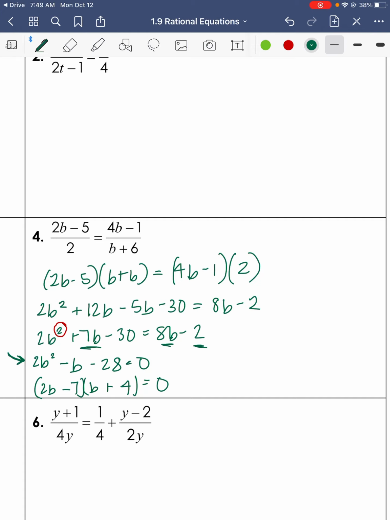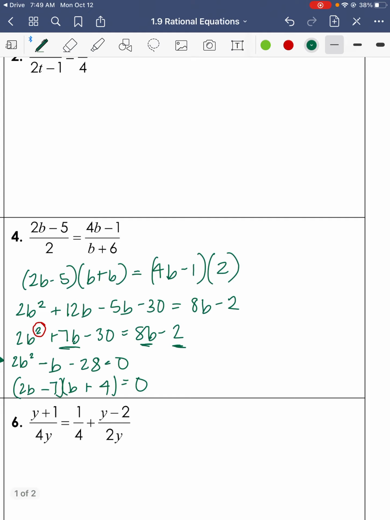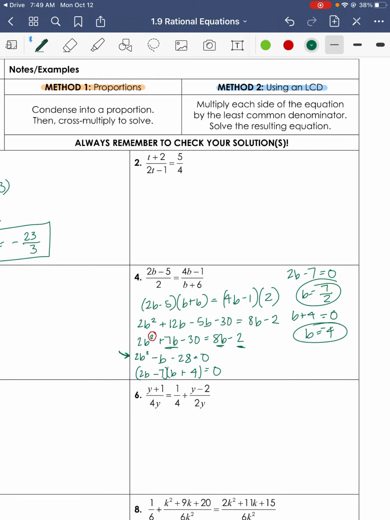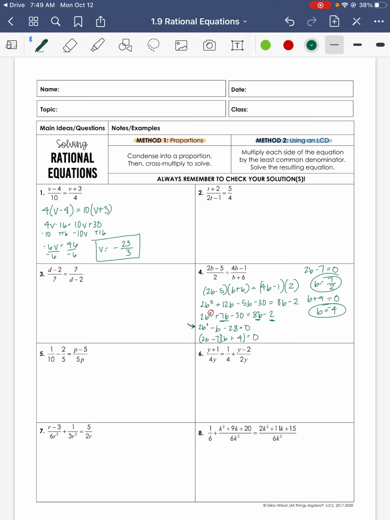Then we're going to set each of these factors equal to 0 to solve. So we have 2b minus 7 is equal to 0. B is equal to positive 7/2. And then we have b plus 4 is equal to 0. Sorry, this is b plus 4. B is equal to negative 4. So that is number 4 there.